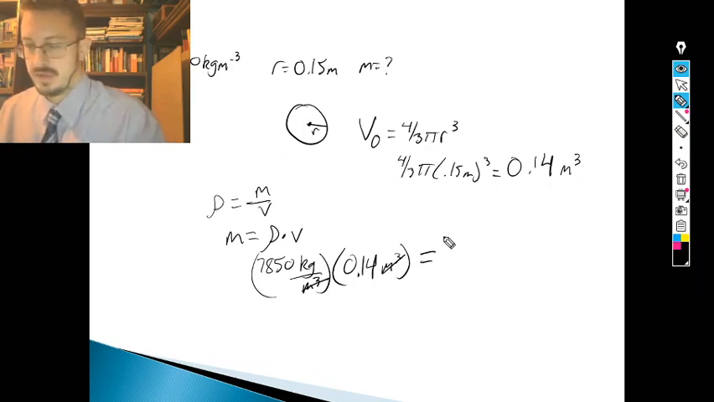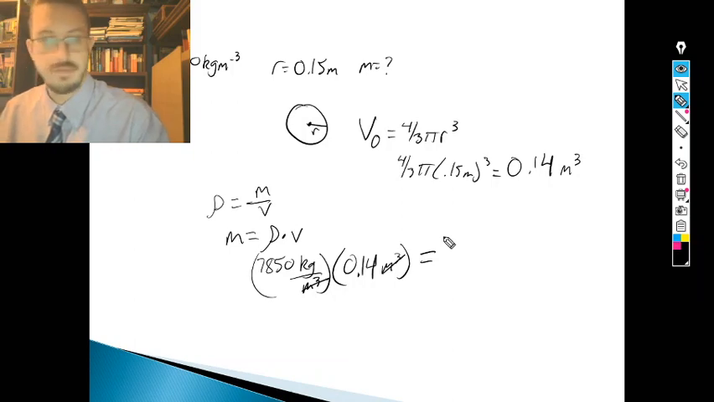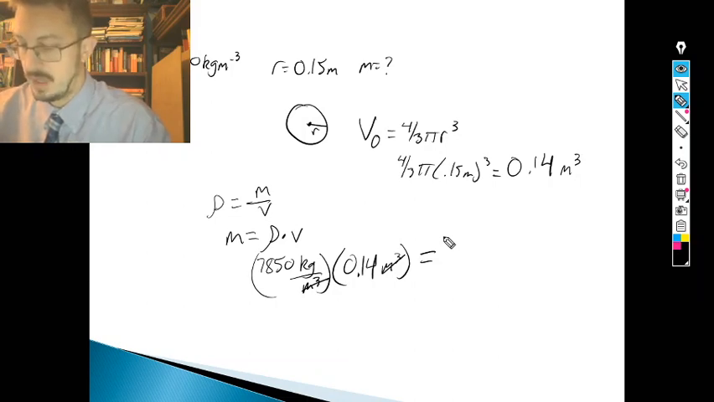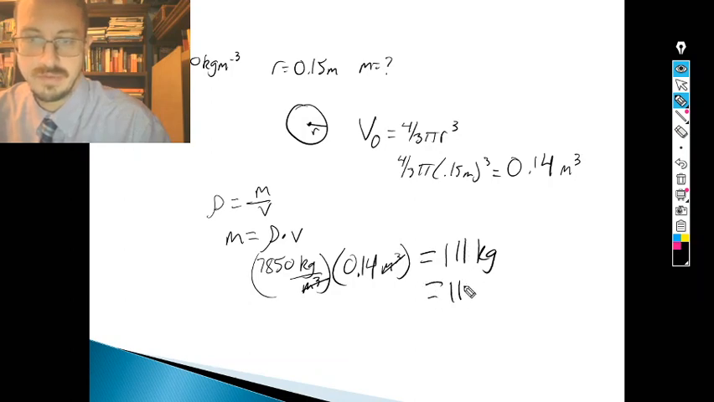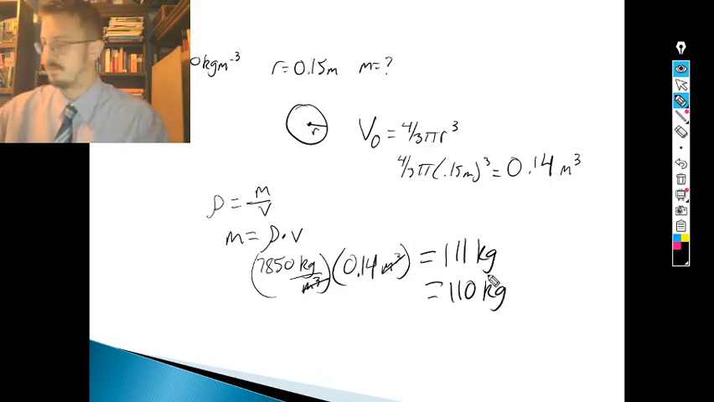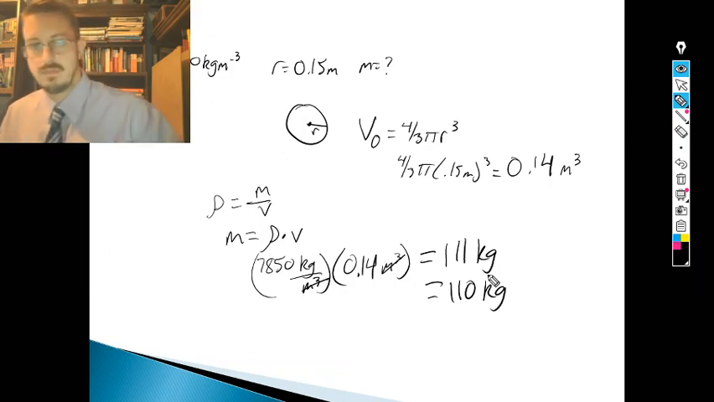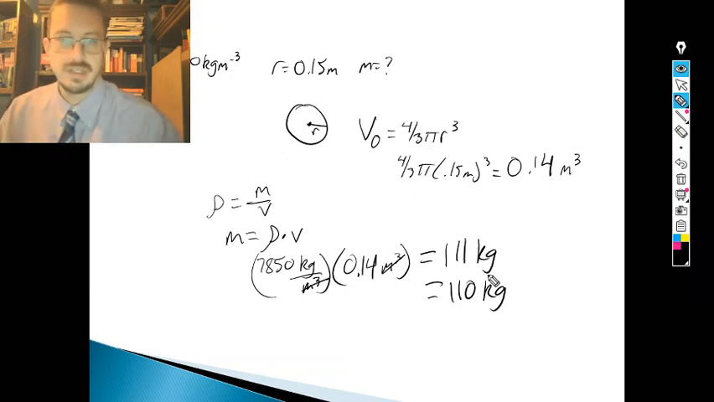So 0.014 times 7,850 equals 110.9, which is about 111 kilograms. And we think about three significant digits or two significant digits. And so you might feel more comfortable with 100, even though it does round up in my calculator. Should we report this to two or three significant digits? I think so. This answer seems reasonable.